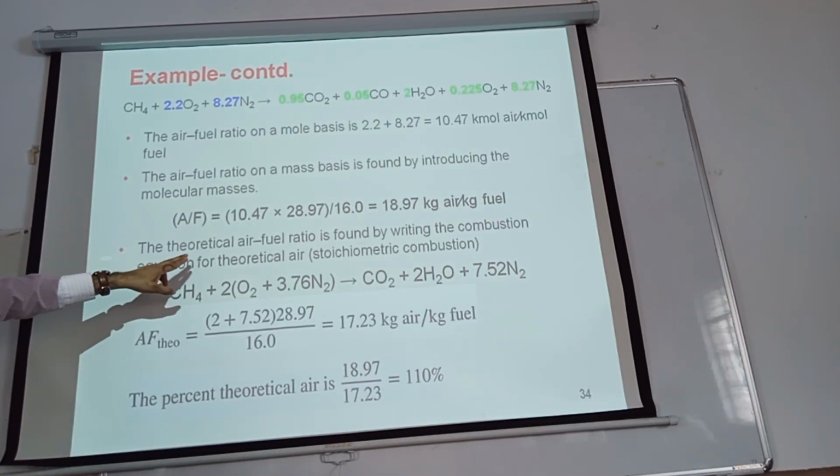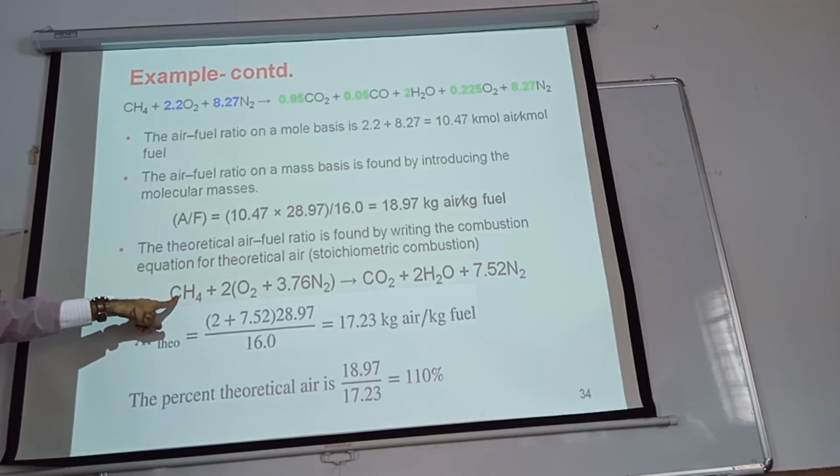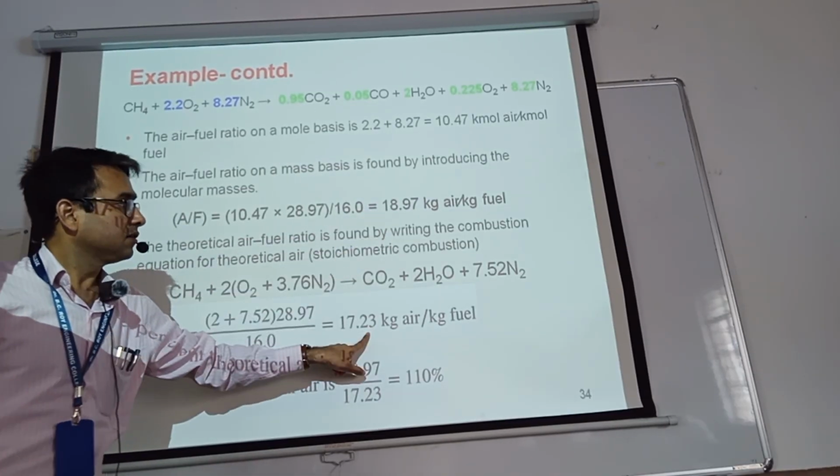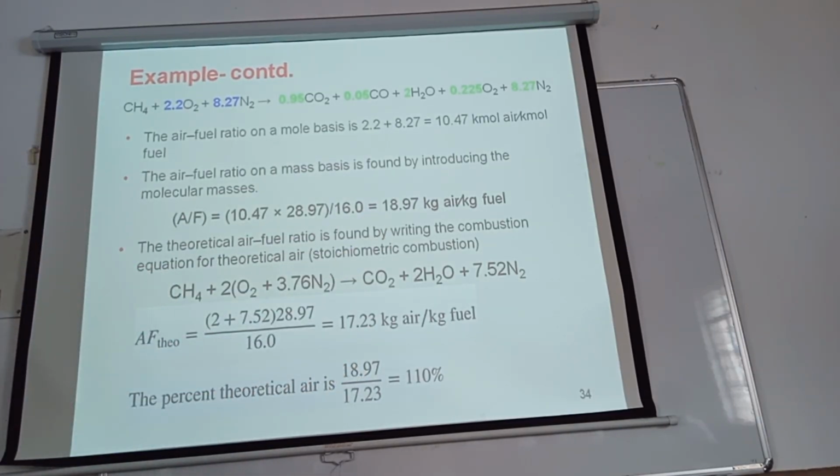Now you can calculate the theoretical air fuel ratio. Simply write the stoichiometric reaction. So the theoretical air fuel ratio is this 17, and this is this. Why are we doing that? Because we have to calculate the excess air, the percentage excess air. So the theoretical air fuel ratio is this.